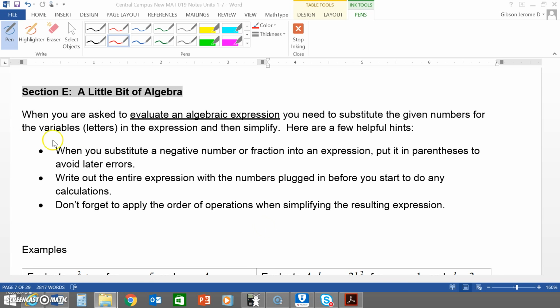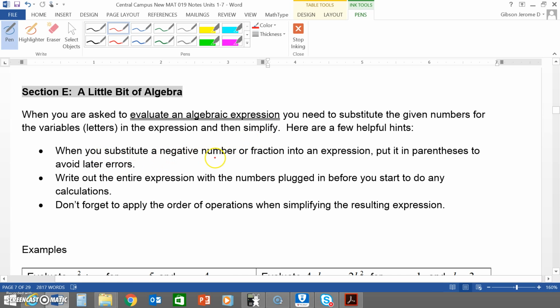Now we go on to section E, a little bit of algebra. Okay, when you are asked to evaluate an algebraic expression, you need to substitute the given numbers for the variables, letters, in the expression and then simplify. Here are a few helpful hints.